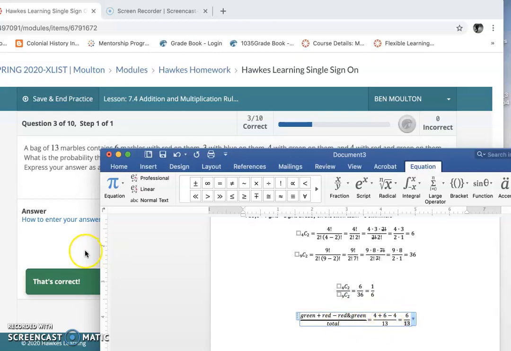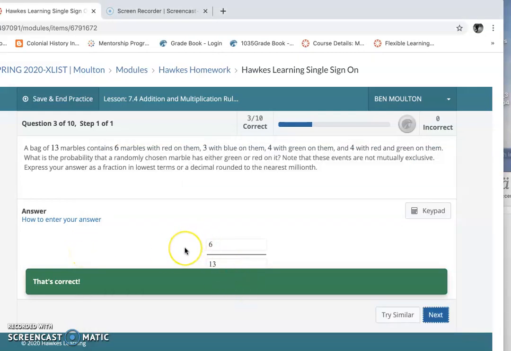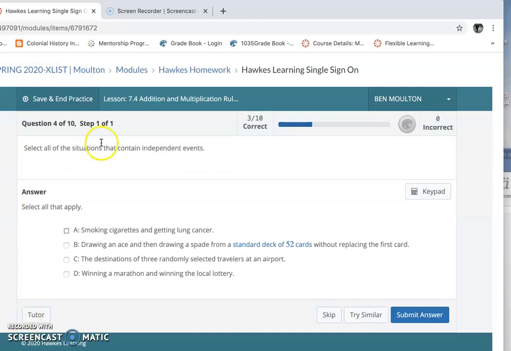That's our probability. So basically 6 out of 13 is what we're looking at in terms of randomly choosing a marble that has either red or green on it. We're looking at selecting situations that have independent events. Now dependent obviously means that one event is dependent on the other one. Independent means they're 2 totally separate events.